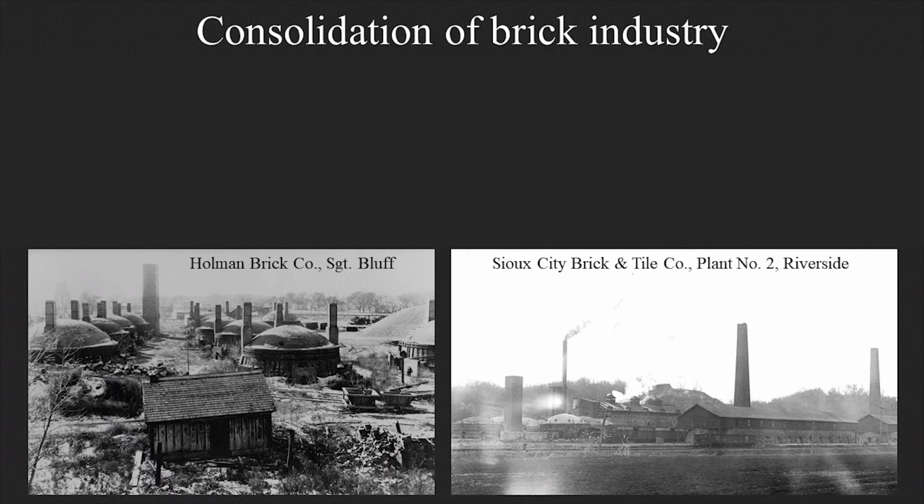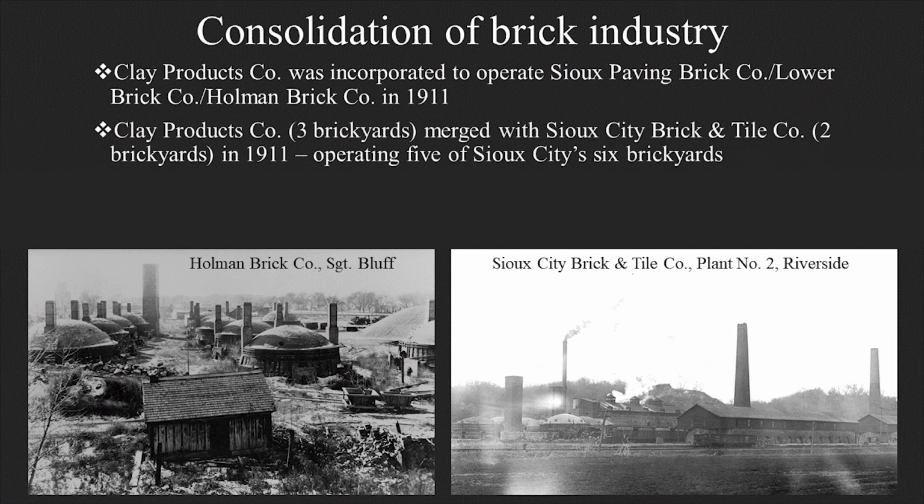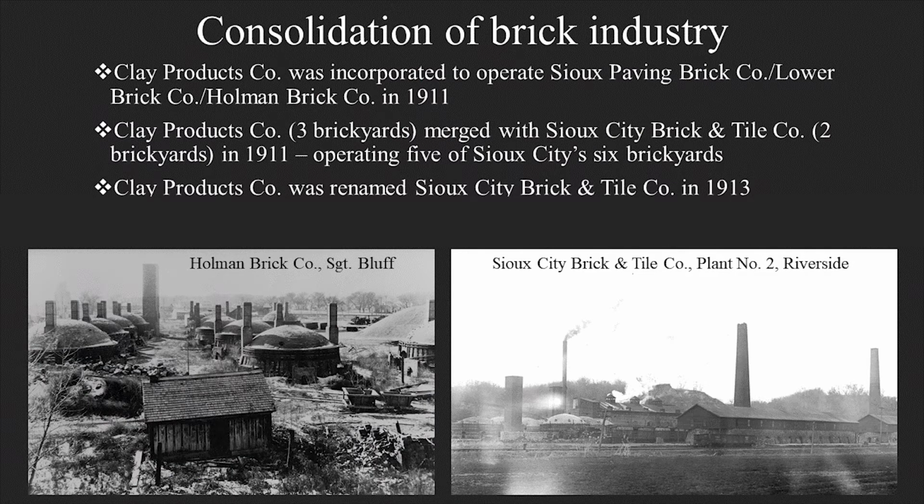The brick industry had been a staple of Sioux City's economy since the 1850s, but there's consolidation in this industry. Clay Products Company was incorporated to operate the Sioux Paving Brick Company, the Lower Brick Company, and the Holman Brick Company in 1911. Clay Products Company, operating those 3 brickyards, merged with Sioux City Brick and Tile, which had its own 2 brickyards. That merger happened in 1911. So here we have 5 of Sioux City's 6 brickyards under one management. Clay Products Company was renamed Sioux City Brick and Tile in 1913.